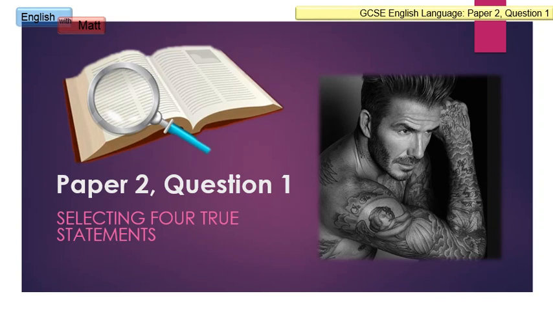In this video I'll be looking at AQA's Paper 2 Question 1 task, which is where students are asked to select 4 true statements from a list of 8 by simply colouring a little circle at the end of the statement. So usually for this question students have to read the first couple of paragraphs of one of the extracts for Paper 2 and then check which of the 8 statements that the exam board gives you are the true ones.